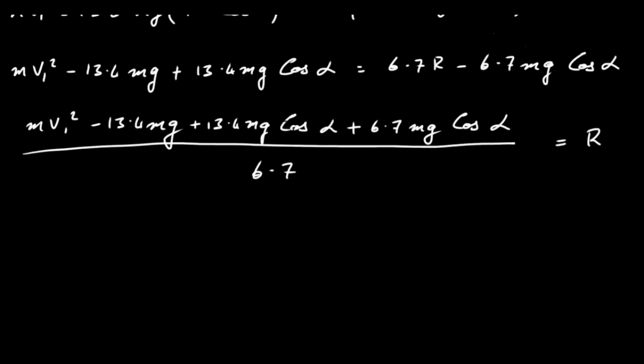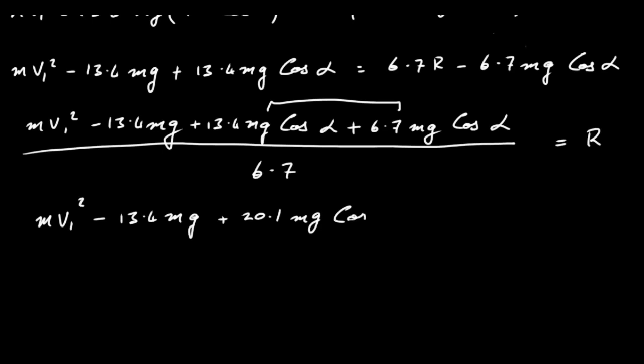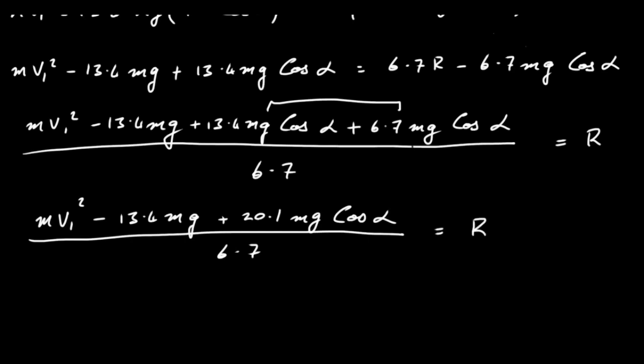However, I will just simplify it a little bit. We can add these two anyway. So let's do that. We get mv1 squared minus 13.4 mg. When you add those two, you get 20.1 mg cos alpha. That's all over 6.7, and that's equal to or.